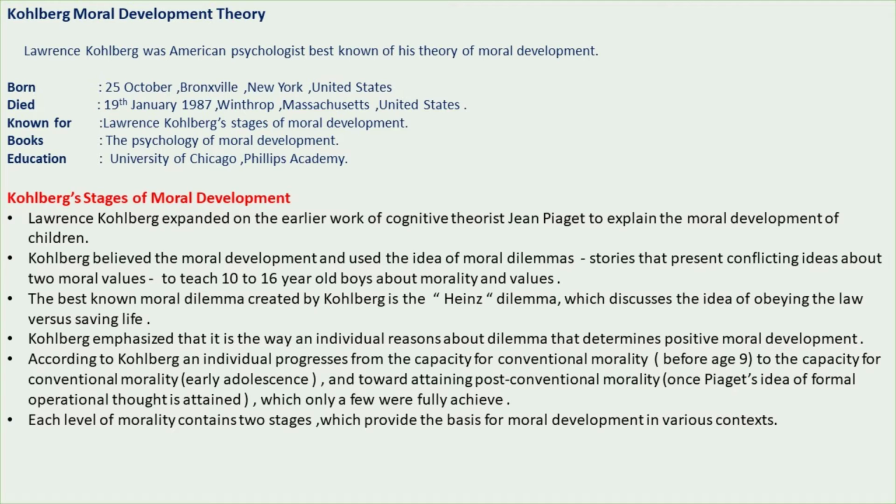The best known moral dilemma created by Kohlberg shows that it is the way an individual reasons about a dilemma that determines positive moral development. According to Kohlberg, an individual progresses from the capacity for pre-conventional morality before age 9 to the capacity for conventional morality in early adolescence, and toward attaining post-conventional morality once Piaget's idea of formal operational thought is attained, which only a few fully achieve. Each level of morality contains two stages, which provide the basis for moral development in various contexts.